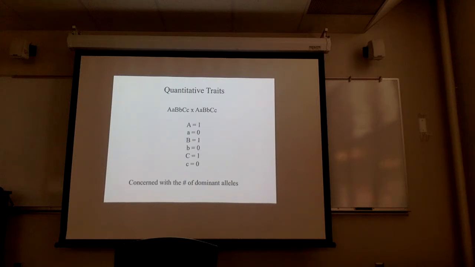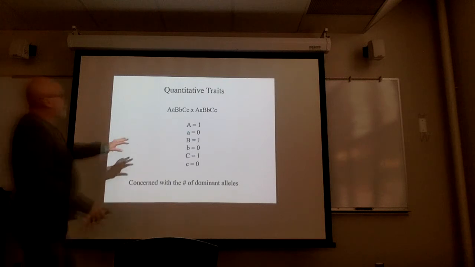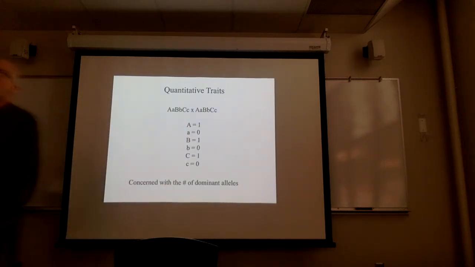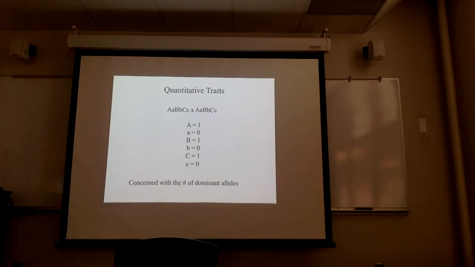And so if we then allow those heterozygotes to cross with one another, and each of these dominant alleles contributes a little bit to the phenotype, what does this cross look like if you were going to do a Punnett square? Noah, what is this Punnett square going to look like? 8 by 8. It's an 8 by 8.